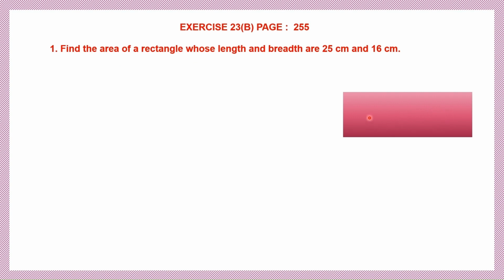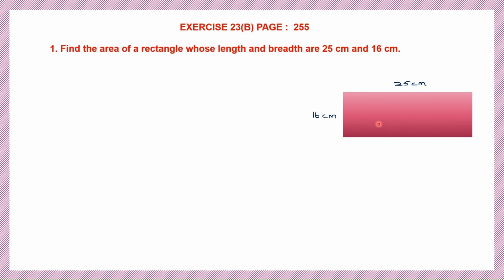Now we have a rectangle here. Now the length is 25 centimeters. So let's write that length is the longer side, isn't it? So length is 25 centimeters and the breadth is the shorter side. So that is 16 centimeters. So here we have a rectangle, length is 25 centimeters, breadth is 16 centimeters. We know that opposite sides of a rectangle are equal. Now we have to find the area. Area is the space inside.